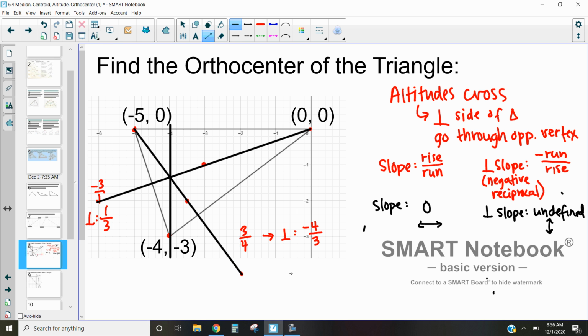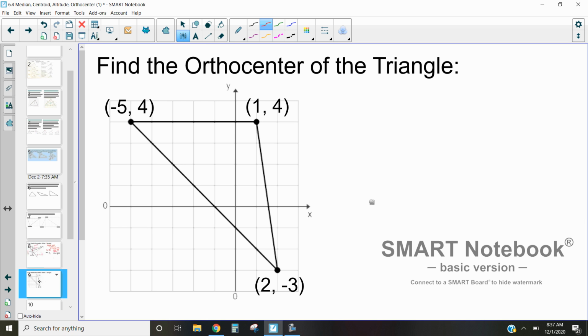Fantastic. And once we have those all extended, you can see that there's a point where all three of these altitudes cross, and that point is right here, and we call that the orthocenter. In this case, the coordinates of that orthocenter are going to be like negative 4, comma, it looks like negative 1.4. It's kind of hard to say, but keep that in mind that we can have that orthocenter between things.